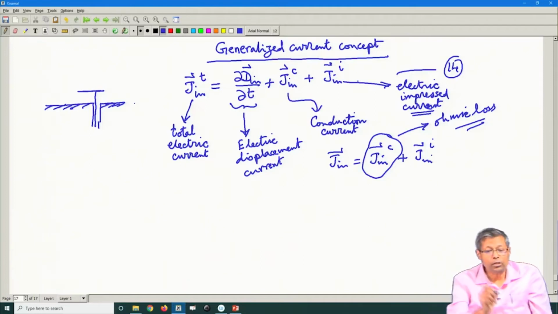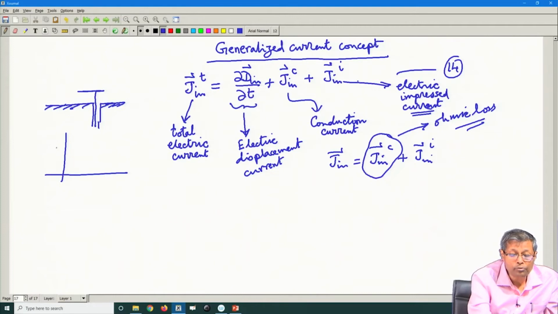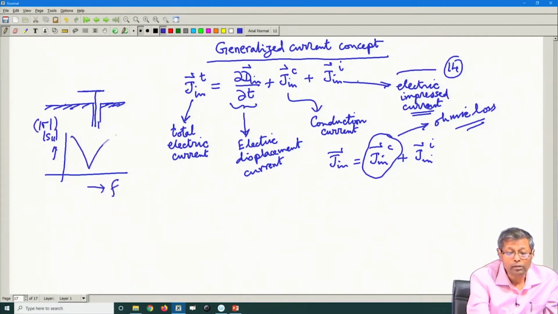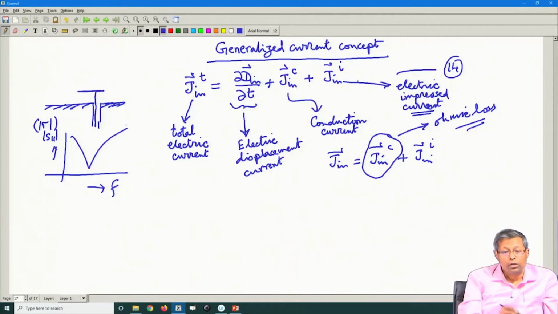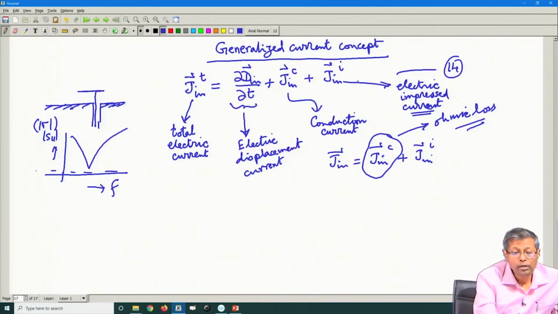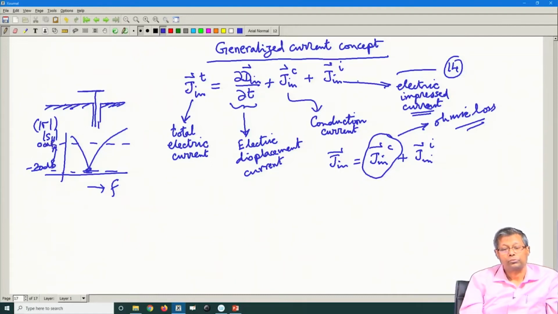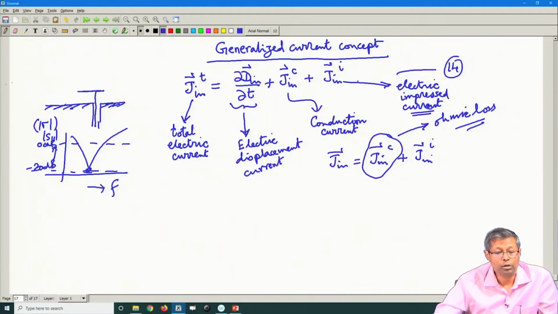You might see that you are getting an S11 versus frequency, or a reflection coefficient. S11 is the reflection coefficient, mod gamma, versus frequency, to be like that. You might get a dip of minus 20 dB at this point. So, let this be 0 dB. It cannot be above 0 dB. So, let me just modify.